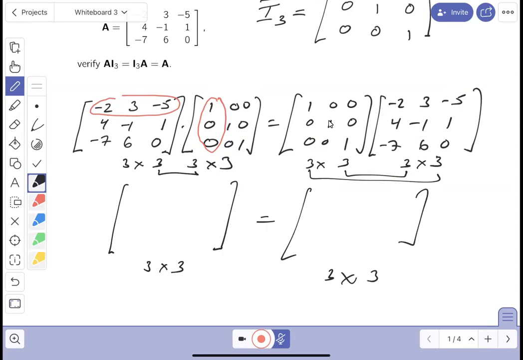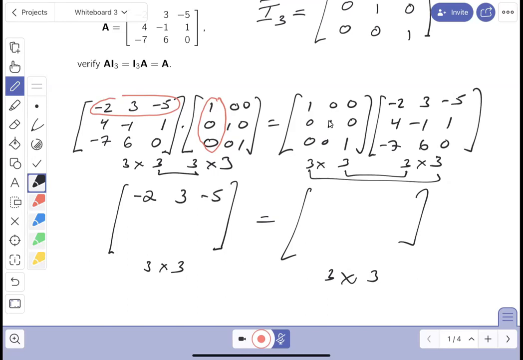So let's do this first. I'm going to do row 1, column 1. I'm going to do the left side, and that would give you -2. All right. Now we're going to do row 1 times column 2. Well, no, I'm not going to circle. That's just 3. Now I'm going to do row 1 times column 3, and that would just be the number -5. Fairly simple.